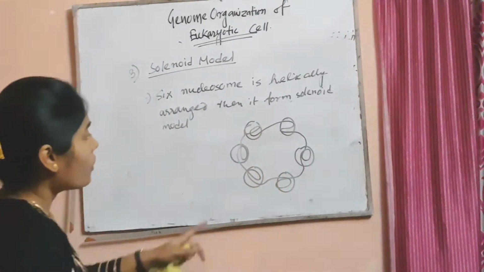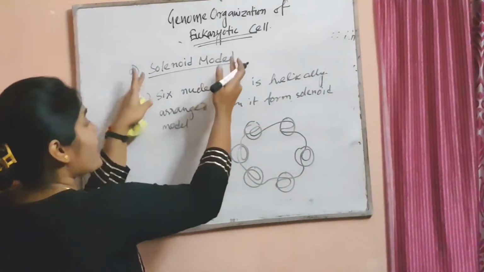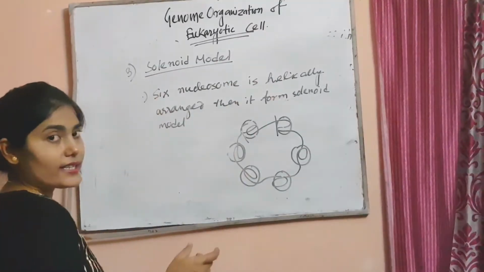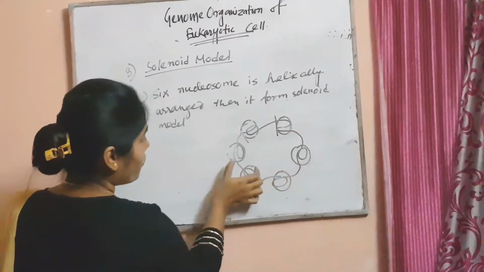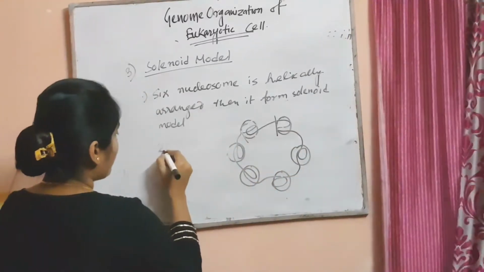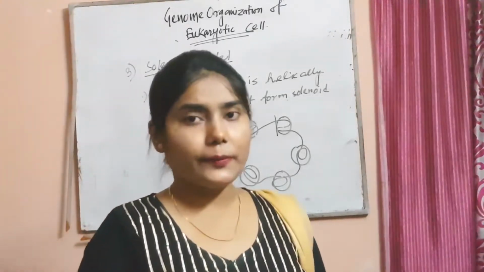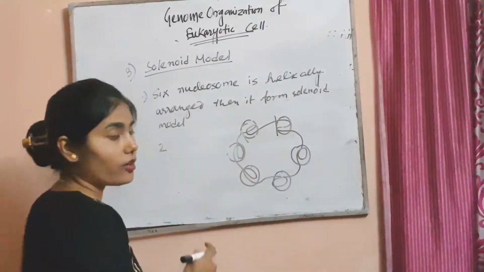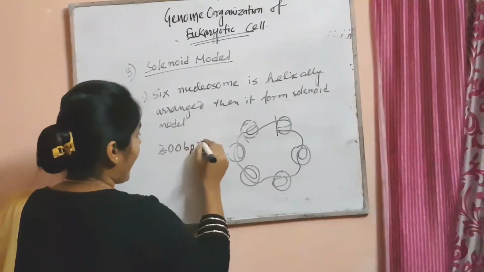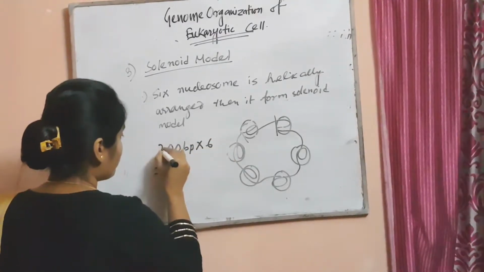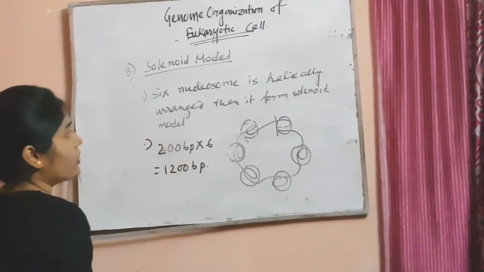So when six nucleosomal units interact helically, it would be the solenoid model. There are six nucleosomal subunits: 1, 2, 3, 4, 5, 6. We know that one nucleosomal subunit is 200 bp of DNA. So there are six subunits of nucleosomal DNA, each 200 bp, so it would be 1200 bp of DNA present in the solenoid model.